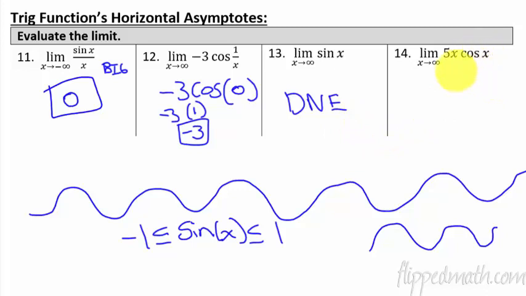Okay, how about this one? Again, this is going to approach infinity. So it's going to be 5 times infinity. It's going to get really, really big. But cosine of x, you might want to say that means this is just approaching infinity. But cosine of x is doing this graph thing again where it's bouncing up and down. It's a wave. And as you approach infinity, it's not going to a specific value. So this one, again, does not exist.